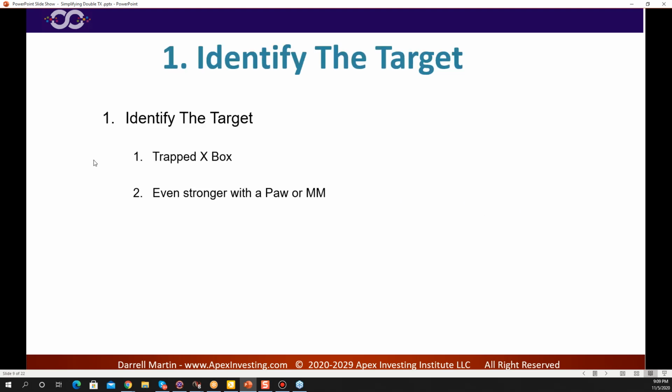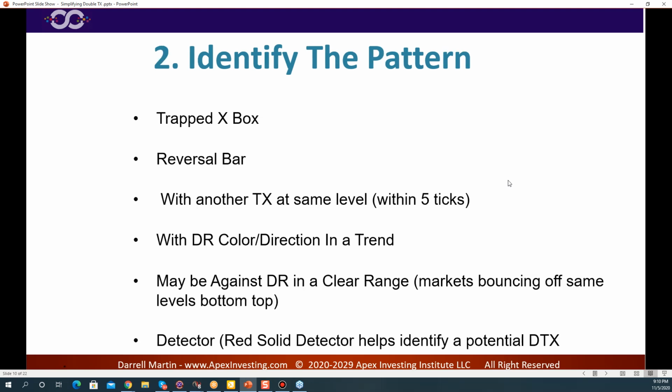So make sure that you do go back and understand all those charts, and we're going to jump right into the double TX here. So step 1 of the sniper system is identify the target. Okay, and our target, looking for the standard TX trade in general, is the trapped X box, okay, which is an exhaustion box, and inside the exhaustion box is the blue shaded area, which is trapped orders, okay? And we know that they're even stronger if they're coming off of a level, or even stronger if they have a paw or mini magnet on them, okay?